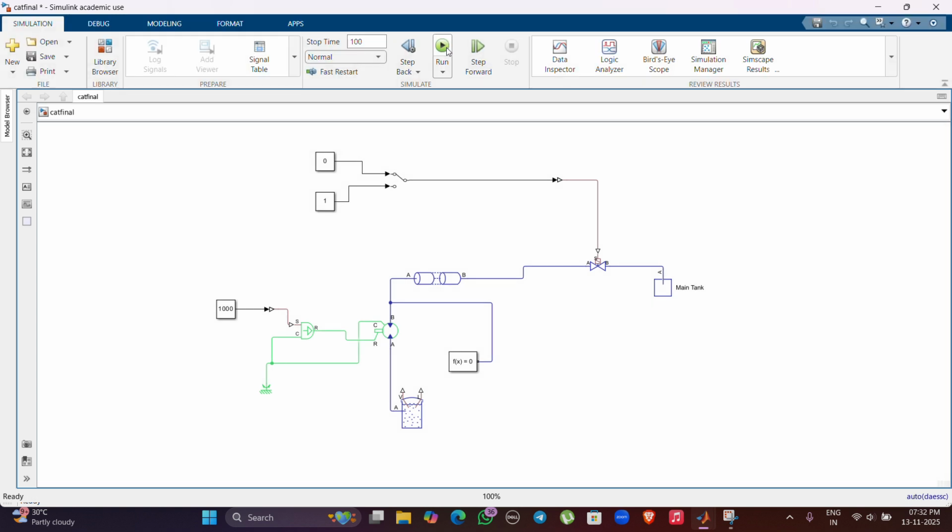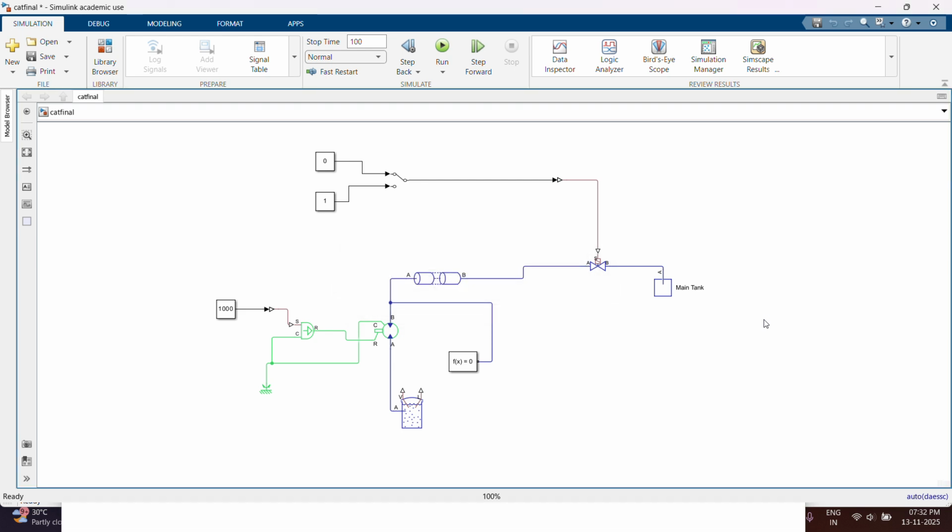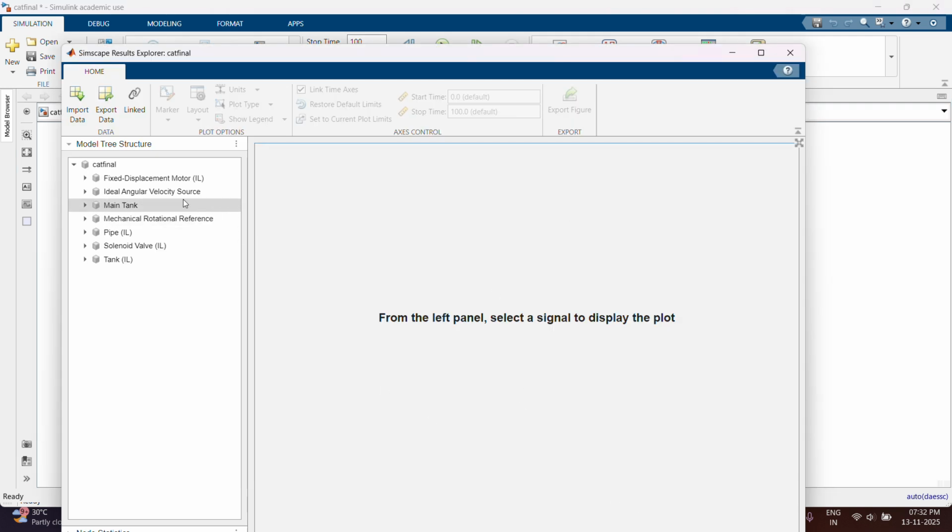Then we'll run the program, and as we see there's Simscape results. We need to click onto that, and then it's loading Visuals Explorer. It will take a while. Yeah, the window has opened. So this is the panel. The left side of this panel has all the components which we have used in the circuit.